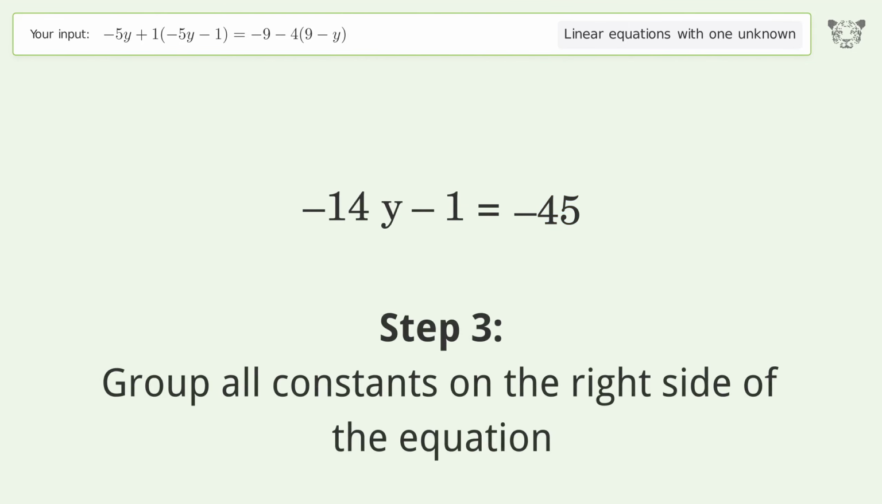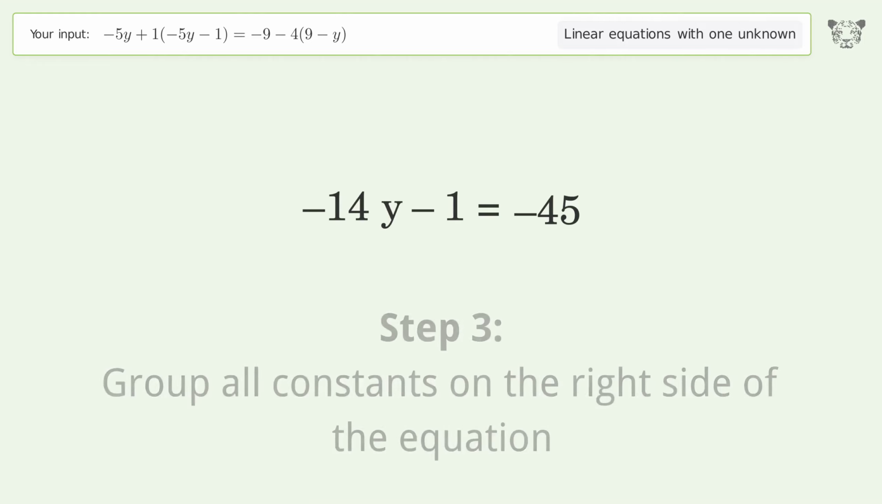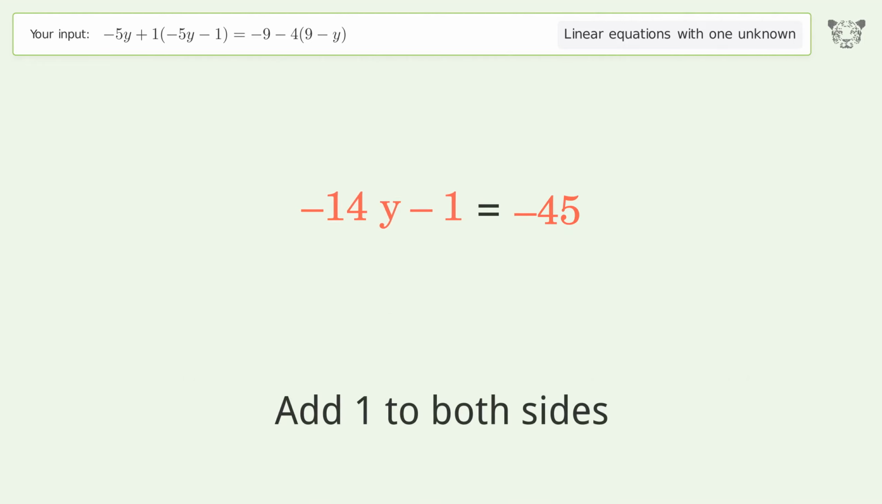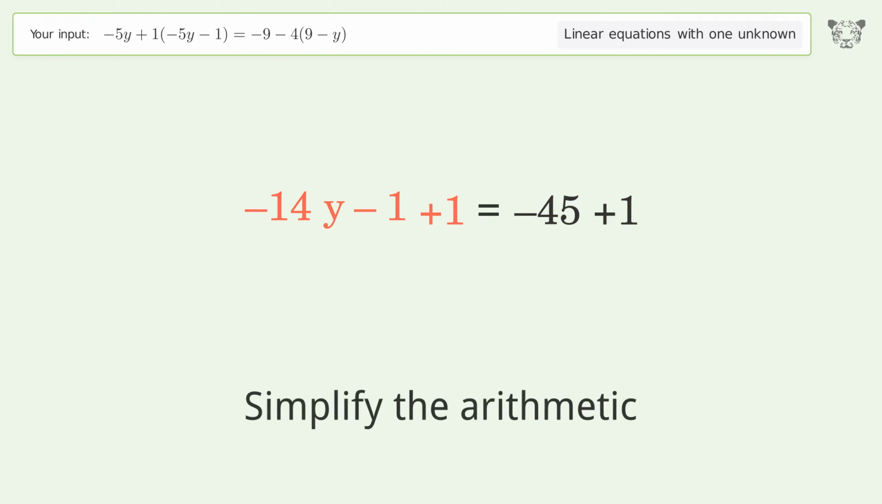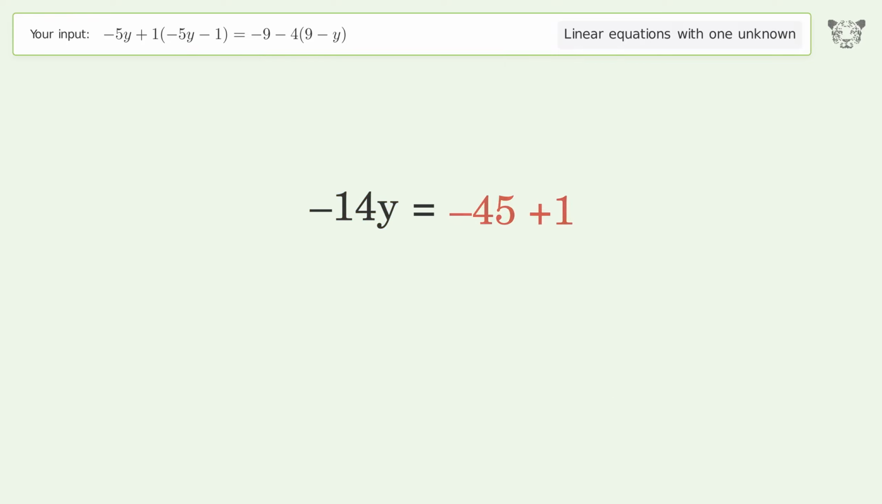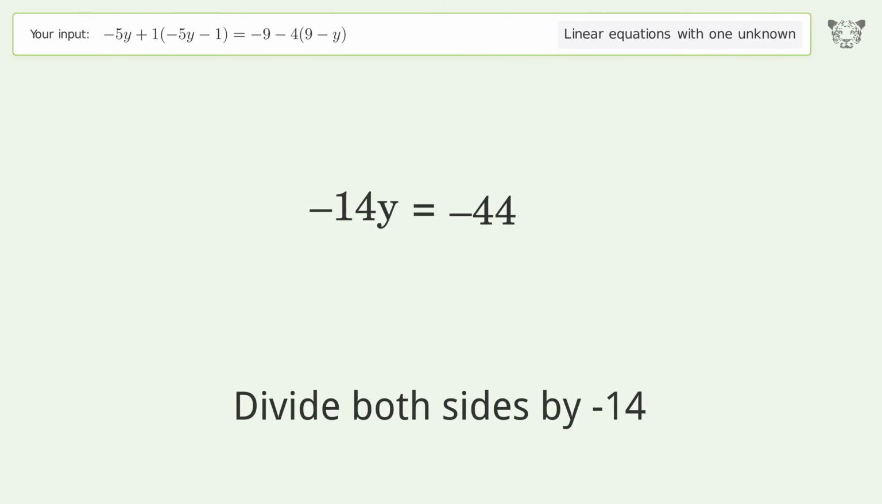Group all constants on the right side of the equation. Add 1 to both sides. Simplify the arithmetic. Isolate the x. Divide both sides by -14.